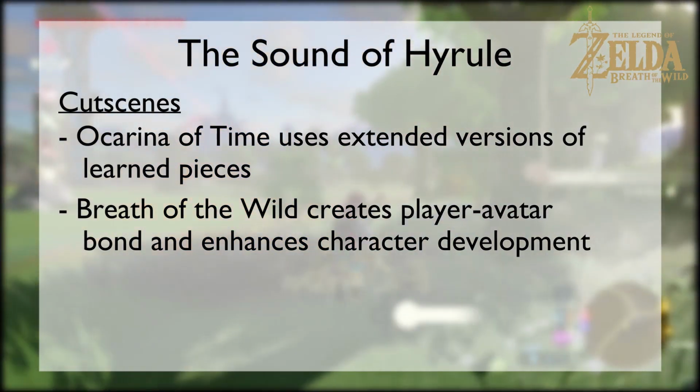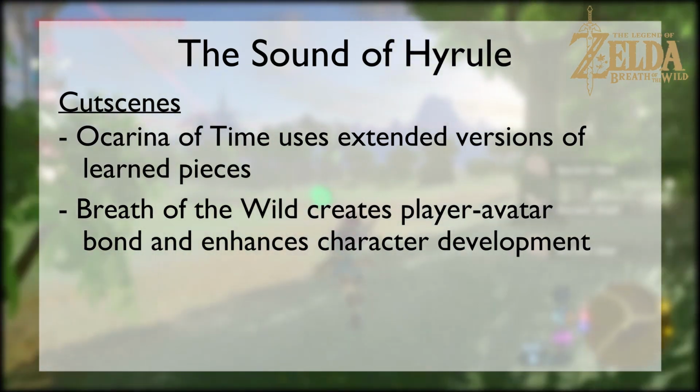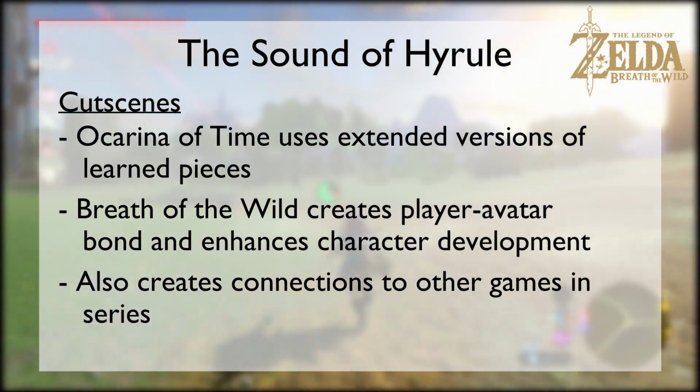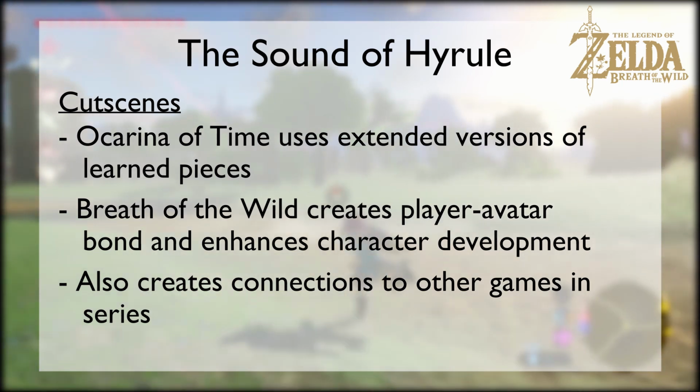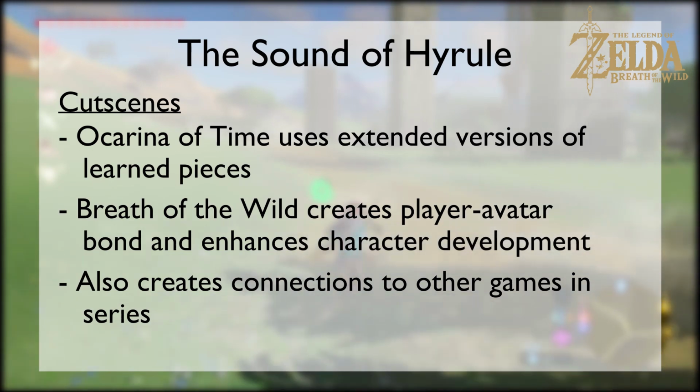Character development and avatar relationship building is particularly important in titles with a silent protagonist. Another feature of these cutscenes is the self-referring nature of their soundtracks. Take, for example, The King of Hyrule's Wish.